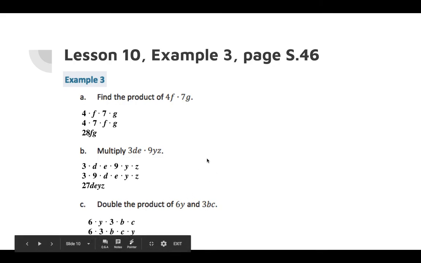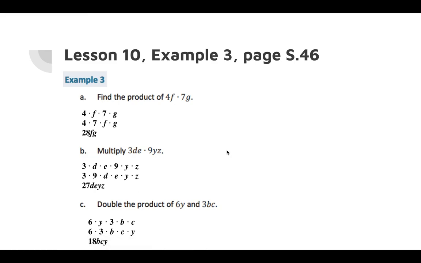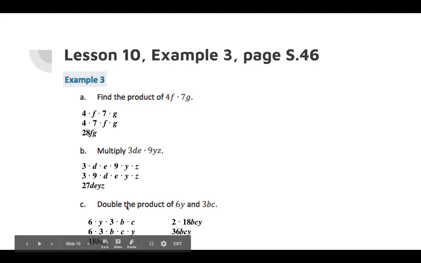So 6 times y times 3 times b times c. Okay, let me get this out of the way here. You can rearrange it so it's 6 times 3 times b times c times y, and that comes out to be 18 bcy. But we're doubling it, remember? So now it's 2 times 18 bcy, and that means you're multiplying the 2 times 18, and your answer should be 36 bcy.